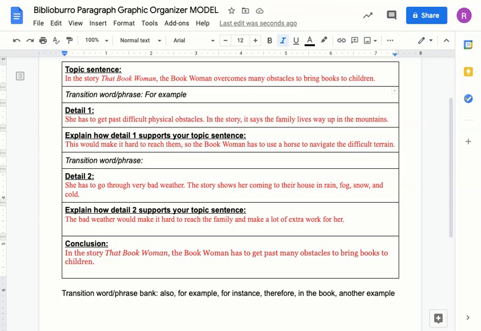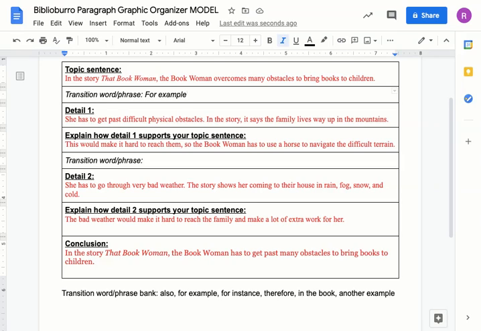Let's try a transition word or phrase between the explanation of detail one, which is right here, and the transition to a new detail, which would be detail two. So I'll read them first without the transition word or phrase, and then I'll give you a moment to look at our transition word bank down here and see if you can find a word that would work well to help connect the supporting explanation for detail one with that new detail for detail two. Here we go.